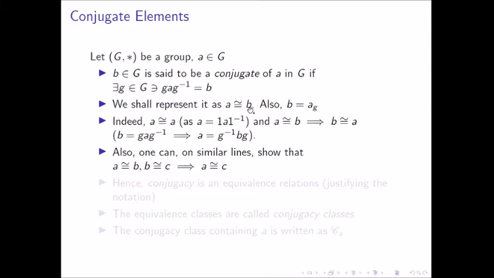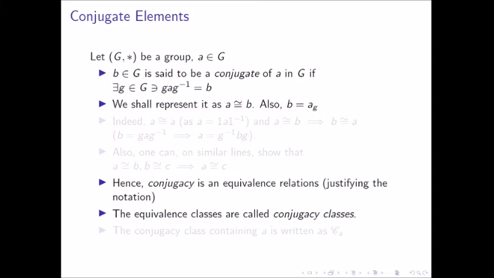Indeed, A is conjugate to A as A is equal to 1A1 inverse, and A is conjugate to B implies B is conjugate to A, as B is equal to gAg inverse implies A is equal to g inverse Bg, but g is equal to g inverse whole inverse. So this says A is equal to B^(g inverse). Also on similar lines, one can show that A is a conjugate of B and B is a conjugate of C implies A is a conjugate of C. Hence, conjugacy is an equivalence relation justifying the notation, and the equivalence classes are called conjugacy classes.